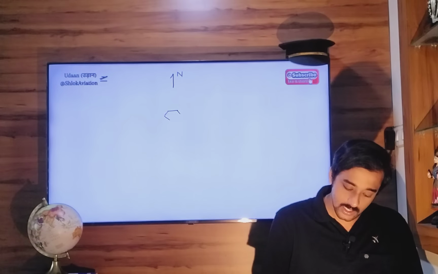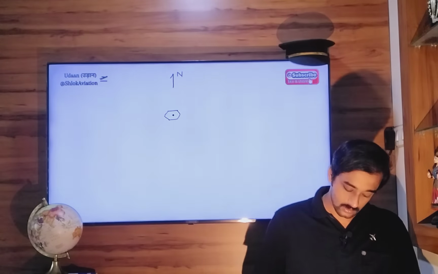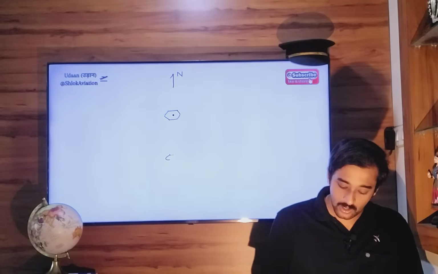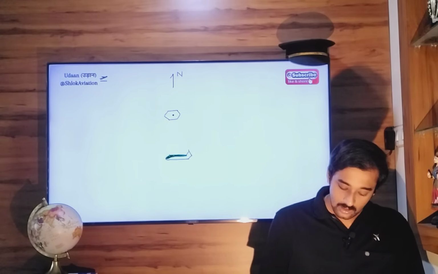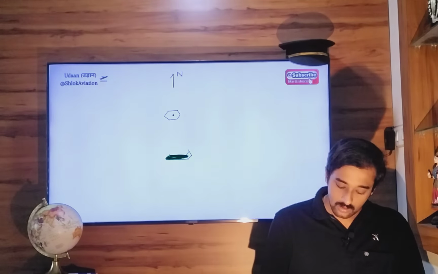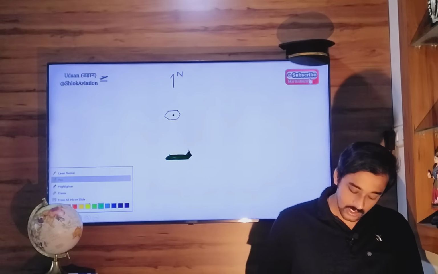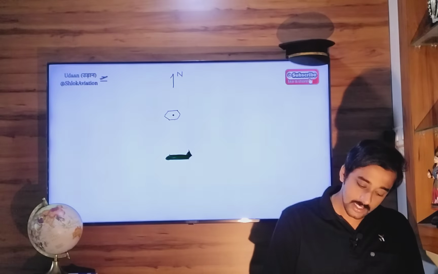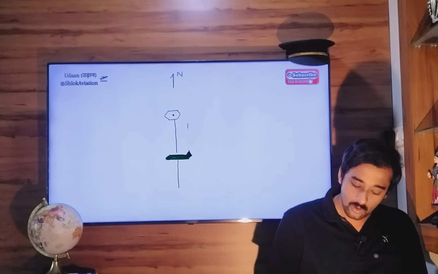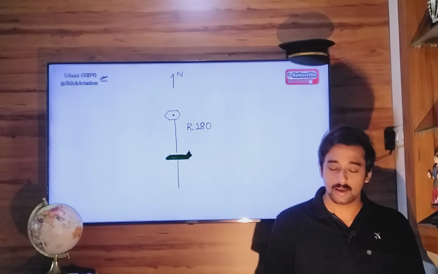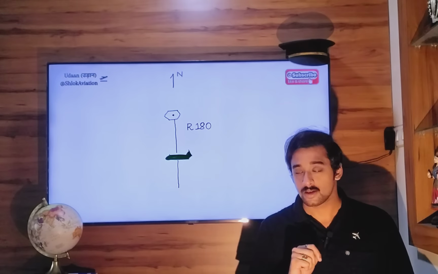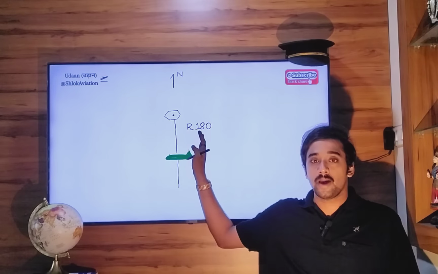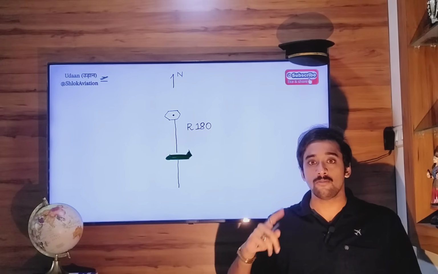So let's draw that VOR station. This is your aircraft, let's say. So now, aircraft is directly to the south of VOR station. That means aircraft will be located on radial 180 from the VOR. Radial 180 from the VOR. Now all VOR radials are magnetic in direction. So we must convert this 180 bearing, which is true bearing from the VOR, into magnetic one.